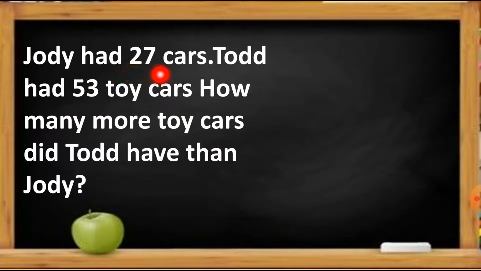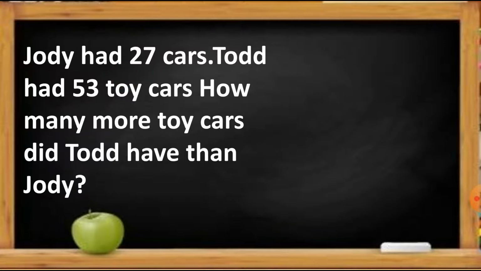Jody had 27 cars. Todd had 53 toy cars. So how many more toy cars did Todd have? You can see through these numbers that Jody has 27 cars and Todd has 53. But how do we know how many more cars Todd has than Jody? Which operation do we have to follow?